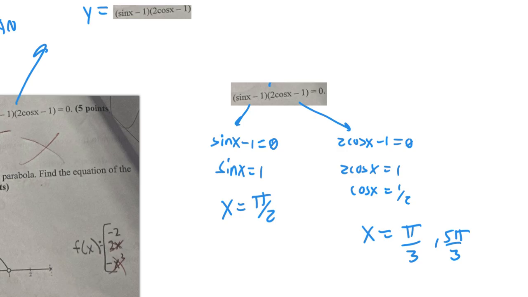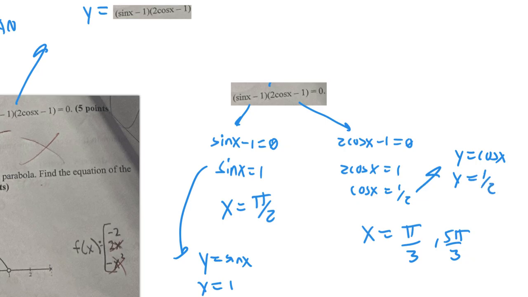So that might be a calculator problem too, where it's possible the teacher wants you to literally just plug this in and use the solve feature. Plug this one in and use the solve feature. Another way you could go about it is you could say y equals sine x and y equals 1, and then find out where those graphs intersect over here. You could say y equals cosine x in your calculator and y equals 1/2, and you could find out where those graphs intersect. So that is another approach there.